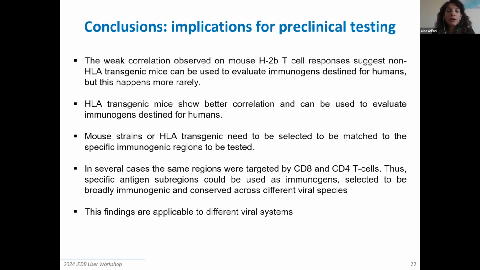Finally, one point that we thought was very relevant is that some regions are actually targeted by both CD4 and CD8 T cell responses. That concept goes a little bit outside the idea of targeting the CD4 and CD8 T cell responses independently, and actually suggests that combining the two approaches, with regions that are immunogenic for both, could be the right one to apply in future viral systems. And as I said, while we use SARS-CoV-2 now as a model, the findings that we show are really applicable to different viral systems.